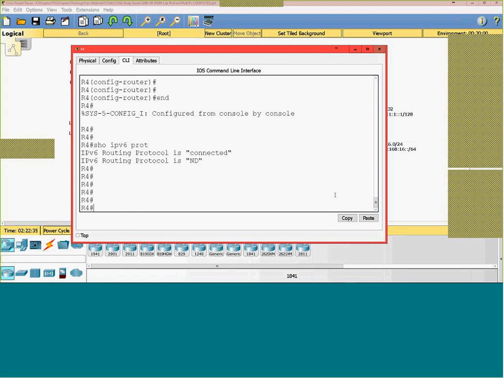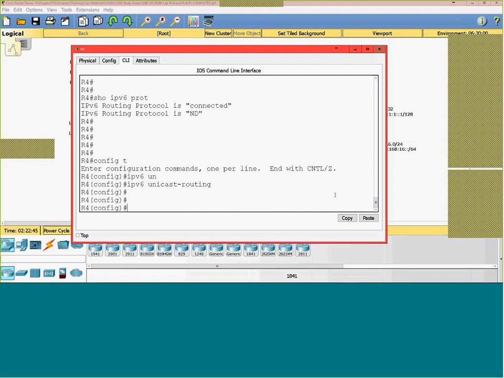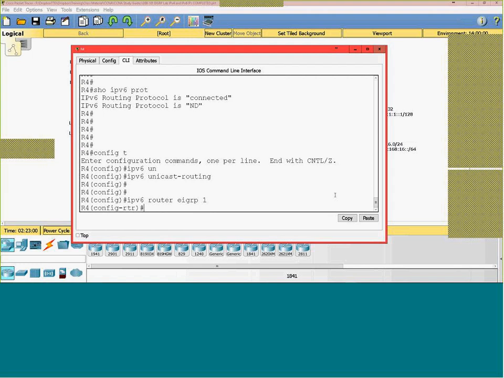So we are going to now configure IPv6. So config T, IPv6 unicast-routing. This command enables the protocol stack on the router. It has nothing to do with EIGRP specifically. It is the entire v6 protocol stack for that router. All right? And then I'm going to do an IPv6 router EIGRP 1, no shutdown.